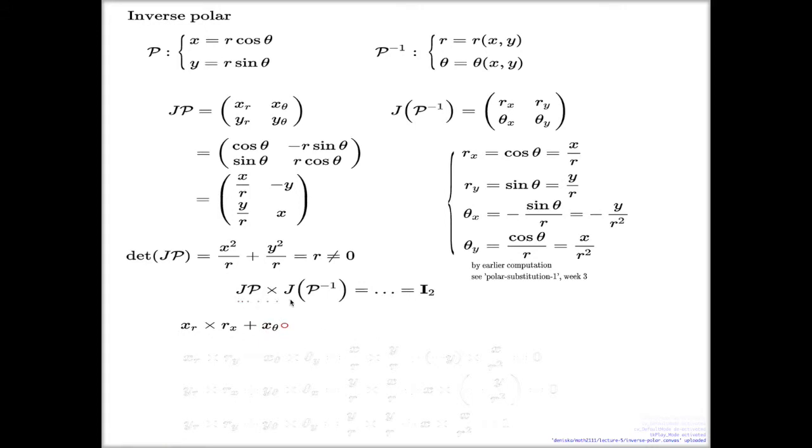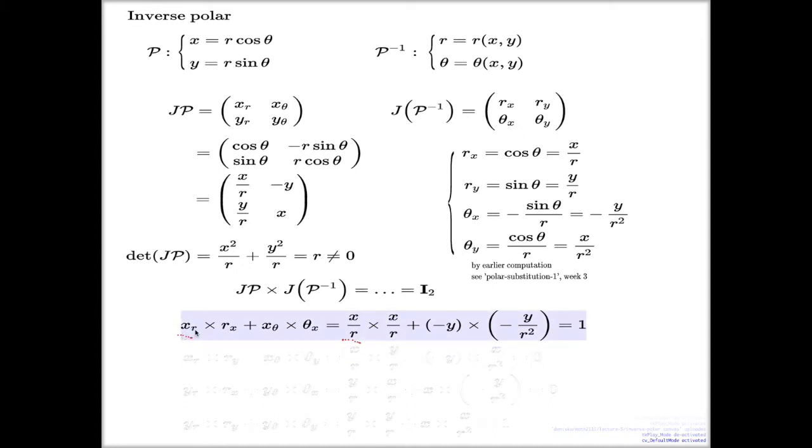So if I compute this product, I have to take the first row here, dot product with the first column here. XR times RX, X theta times theta X. If I substitute my analytical expressions, and I prefer to substitute them in the form X and R, that is 1. XR: X over R times XR. Another X over R for RX from here. X theta from here, X theta is here, negative Y. And theta X from here, negative YR squared.